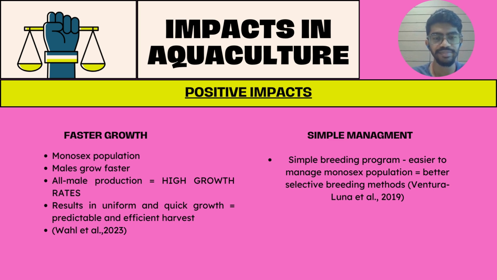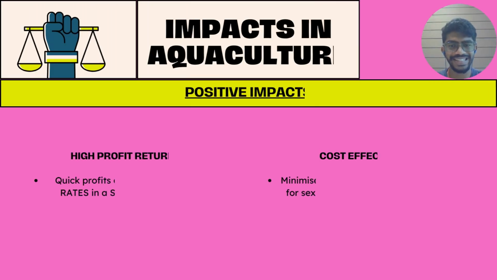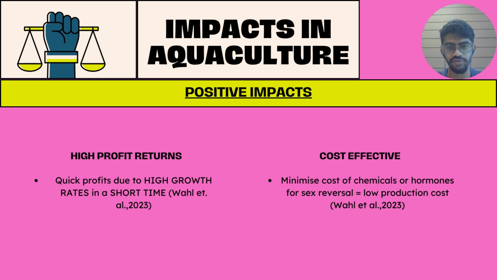Next is simple management. An all-male production makes it easier to conduct a breeding program, as it is simpler to do selective breeding. The third positive impact of gene knockdown is high profit returns. In Macrobrachium rosenbergii, the males grow faster compared to the females. Thus, with a monosex, all-male population, farmers can enjoy quick profits due to high growth, produced in a shorter time.